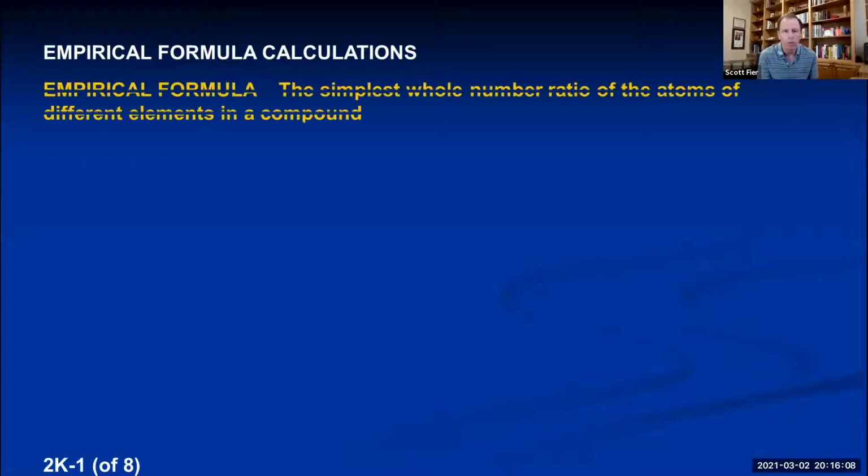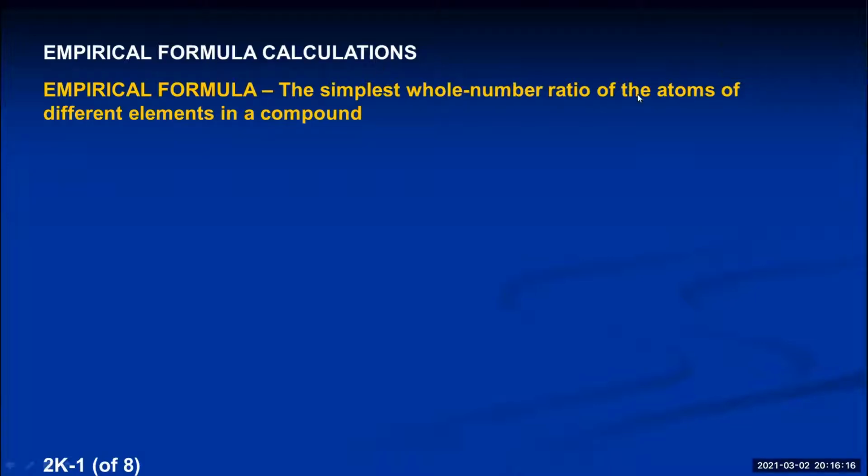So an empirical formula is actually the simplest whole number ratio of the atoms of different elements in the formula of a compound. The simplest whole number ratio of the atoms of different elements in a particular compound.